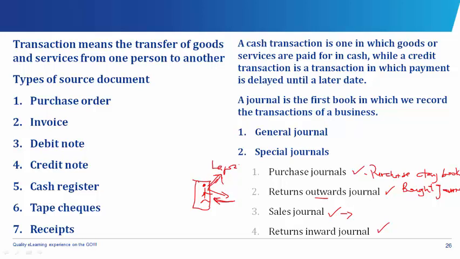So these returns, inward or outward: when you have returns outward, they are recorded in the returns outward journal. Then returns inward, these are goods that people bought from me and returned back to me. The entries are made in the returns inward journal.